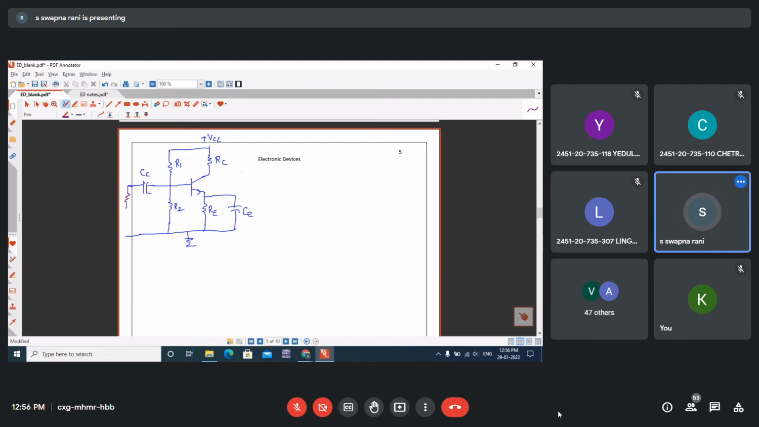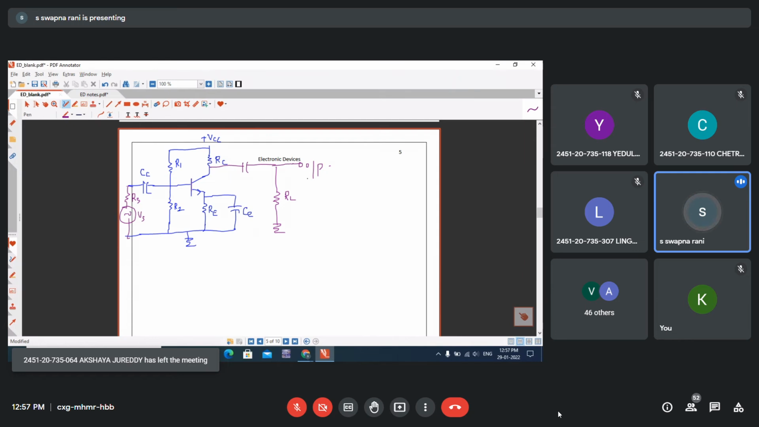Now we will add a source, Vs. Sometimes in the problem text, they will give you the external load. RC is the DC load which comes under the biasing part. So this is all.